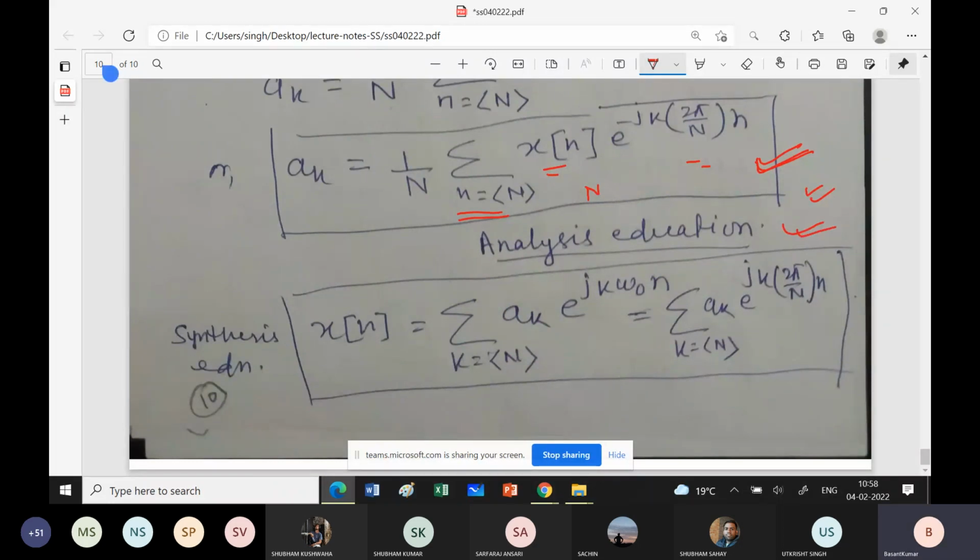And similarly you can write a synthesis equation. So you have an analysis equation, giving you how to compute the Fourier series coefficients, and the synthesis equation gives you the expression for representing the Fourier series of a discrete time periodic sequence. Then in the next class, we will take up a few more problems and remaining concepts.